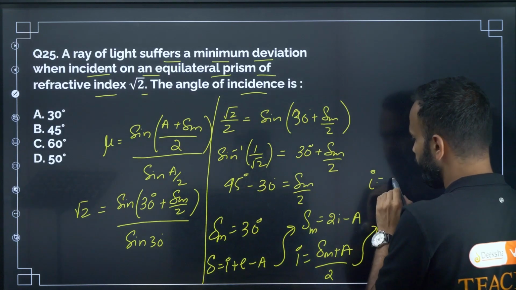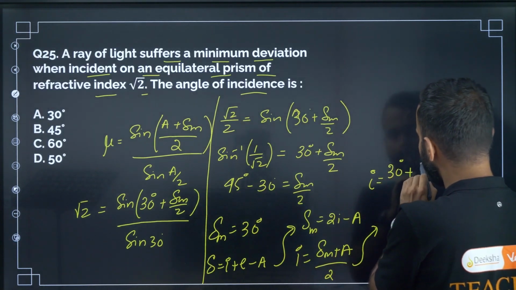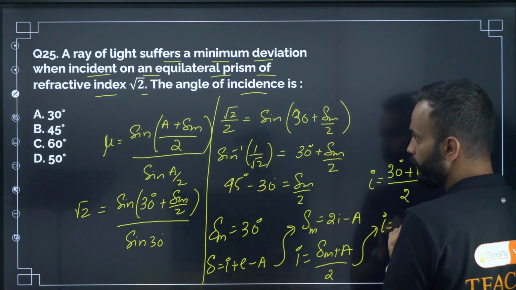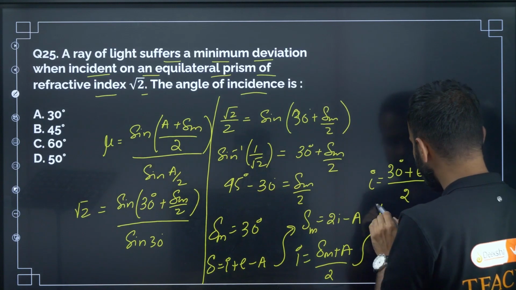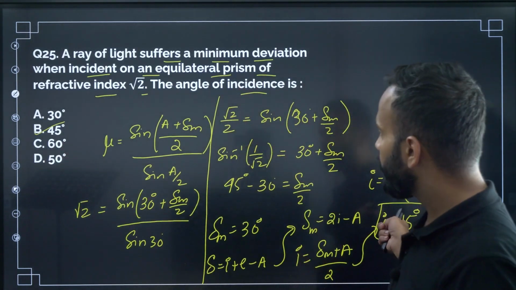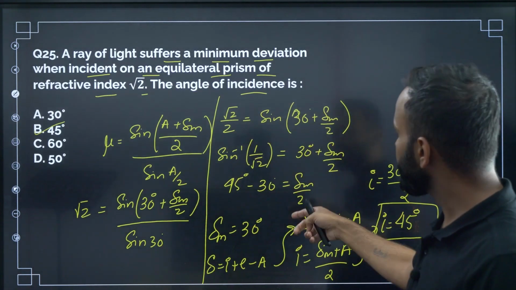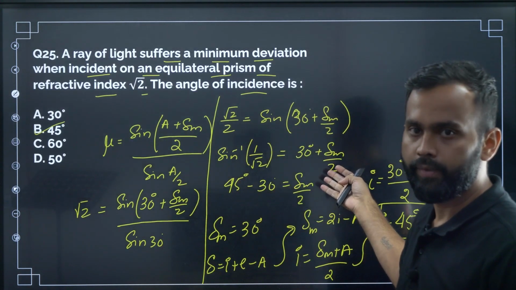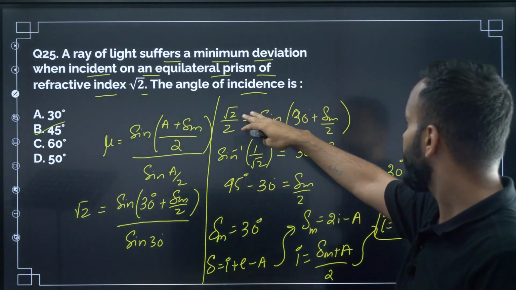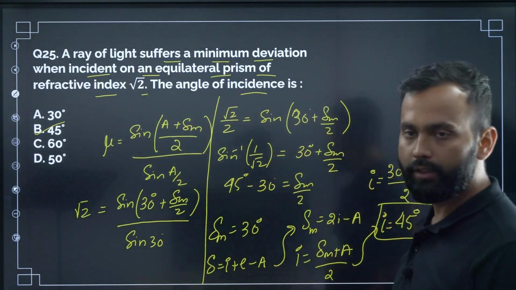Now i is equal to (delta m plus A) divided by 2, that is (30 degree plus 60 degree) divided by 2. So i equals 45 degree. That is the angle of incidence, so option B is the correct answer. This is equal to the angle of emergence also. If they ask you to find the angle of emergence, you have to follow the same method. Last year they asked the angle of incidence. This year they might ask the angle of emergence.